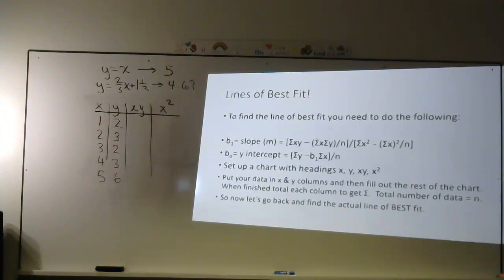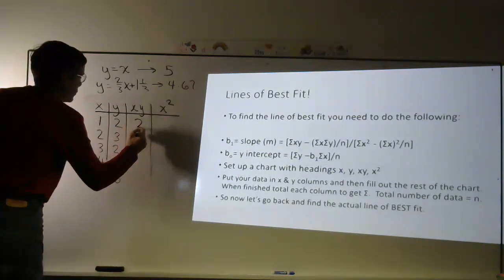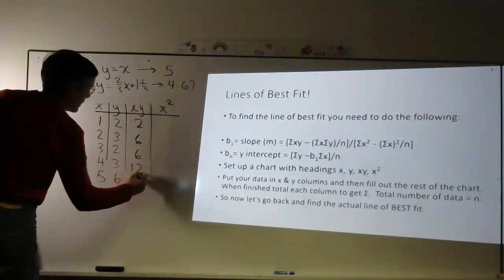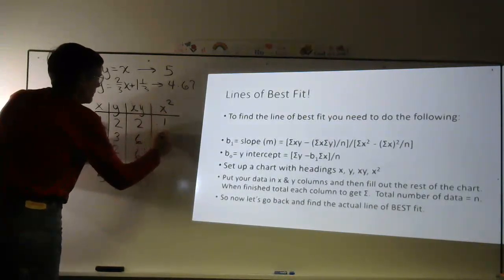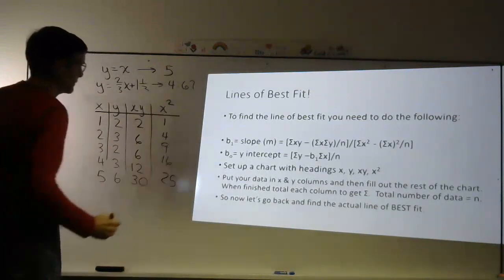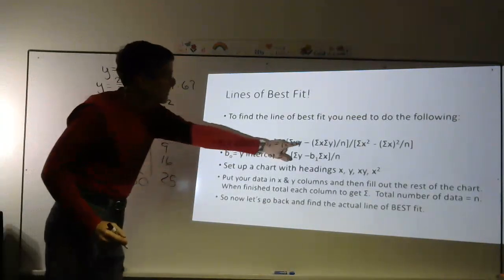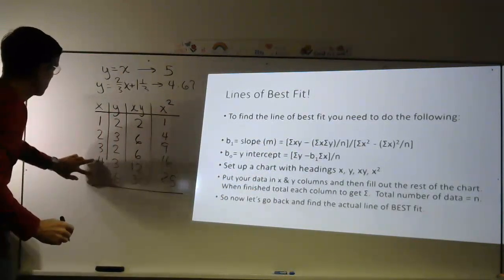All right. Now, you simply multiply x times y: 2, 6, 6, 12, 30. Square x: 1, 4, 9, 16, 25. And now we need the summations of all of these. So we have to add these up.